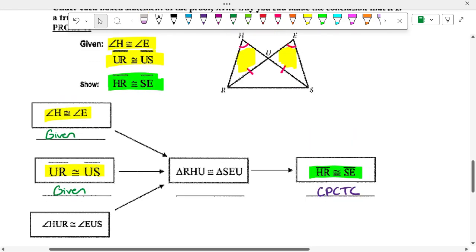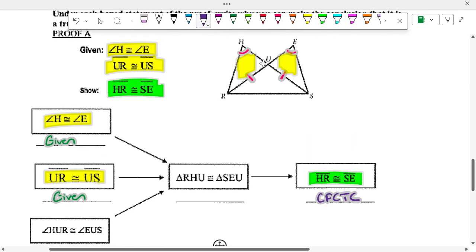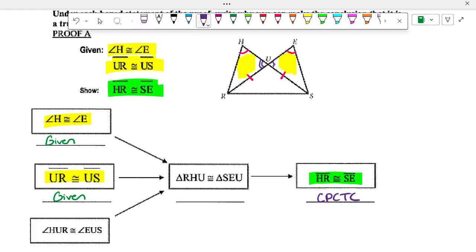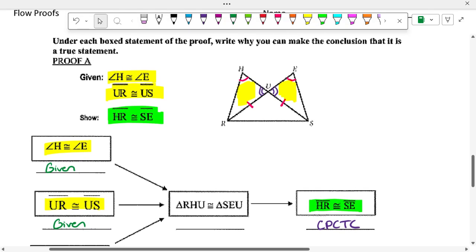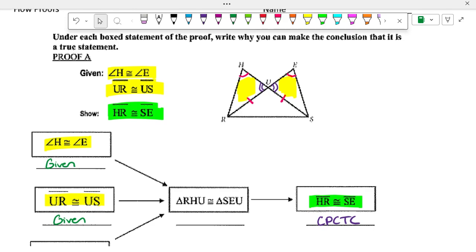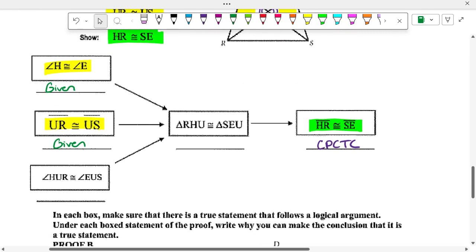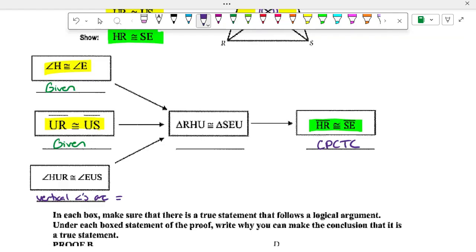Now, they then gave us that HUR, so this angle right here, is congruent to EUS, so this angle right here. Now, that was not in our given, but it is an obvious set of angles that we can say are congruent. Why can I say that those two angles are congruent? What's true about those two angles that I marked with the double lines? Not reflexive. They're vertical. And what's true about vertical angles? They're congruent. So we say vertical angles are congruent.